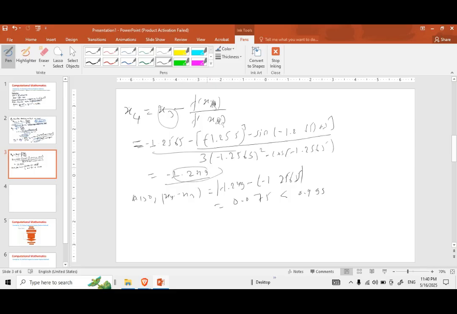So how can we confirm this is our root? We can confirm that by calculating the error, that means the absolute value of x4 - x3 is equal to 0.0075, which is less than our error. So our final root is -1.249. Therefore, the root is equal to -1.249.